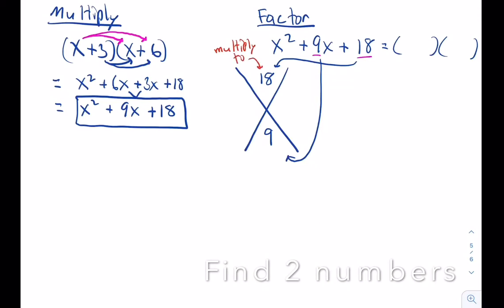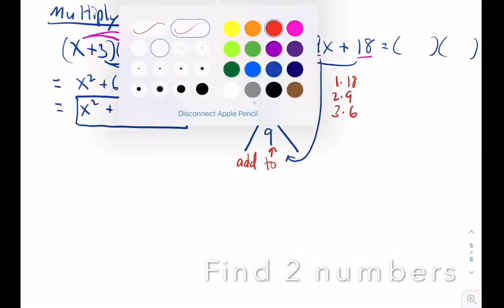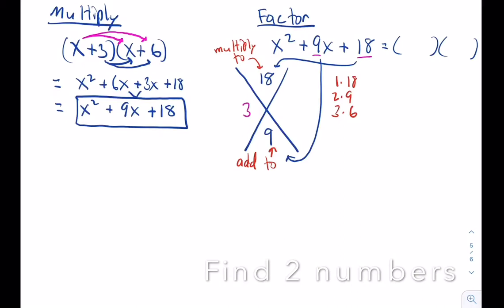So 18, and they're going to add to 9. So multiply to 18, add to 9. And we do the same thing, right? What are two numbers that multiply to 18 and add to 9? 1 times 18, no. 2 times 9, no. 3 times 6, yes. So our two numbers are going to be 3 and 6.